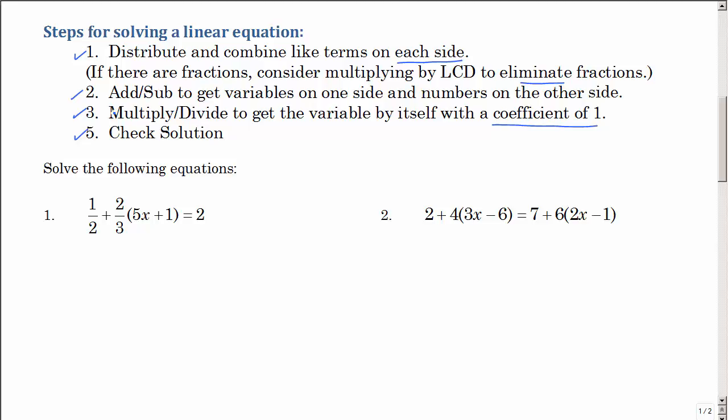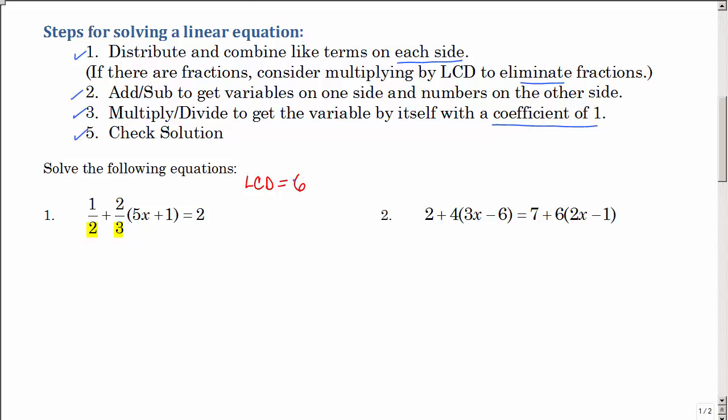All right, so let's look at number 1. Ooh, I have fractions. So just like on the last lesson, I'm going to look at the denominators. What would be the least common denominator for 2 and 3? Well, the LCD is 6. Now remember, you can always just multiply them together. In this case, 2 times 3 is 6. But always check to see, could you use something smaller?